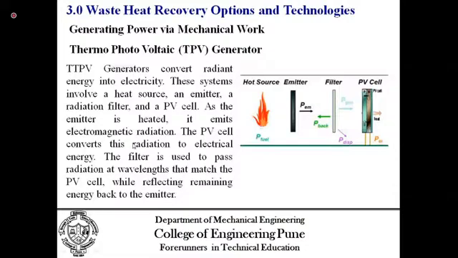If the temperature is very high, then definitely we will have more electromagnetic waves, as you know, they are also related to the temperature. So for this, there is a different range available. This filter will take care of that range, and if there is excess, we return it back. The filter passes radiation at wavelengths that match the PV cell by reflecting the remaining energy back to the emitter. This is not yet tried by the industry, but it is successful in the laboratory.